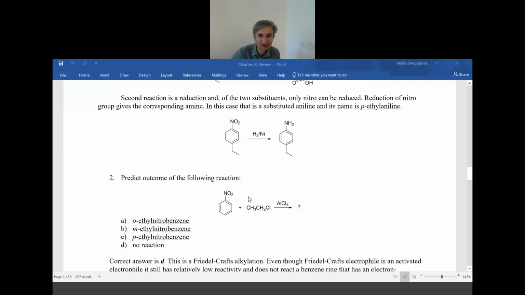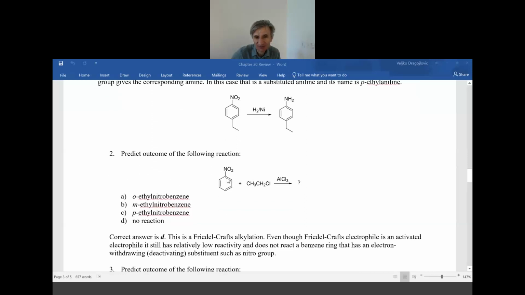The second one is: predict outcome of the following reaction. We have compound nitrobenzene, and reaction is with chloroethane in presence of aluminum chloride, a Lewis acid. If you consider reagents, chloroethane and aluminum chloride, that's Friedel-Crafts alkylation. So really the question is, what is the product of Friedel-Crafts alkylation of nitrobenzene? You have choices: ortho-ethyl, meta-ethyl, or para-ethyl nitrobenzenes. Obviously, this is ethyl group, so Friedel-Crafts alkylation would introduce ethyl group on benzene ring, or no reaction. And in this case, actually, the answer is no reaction.